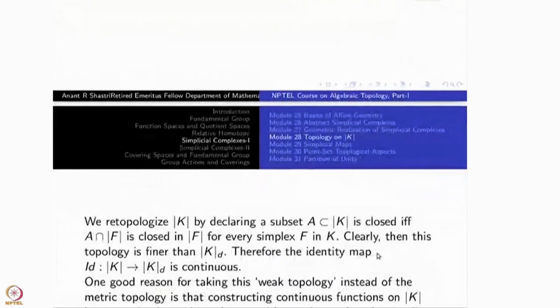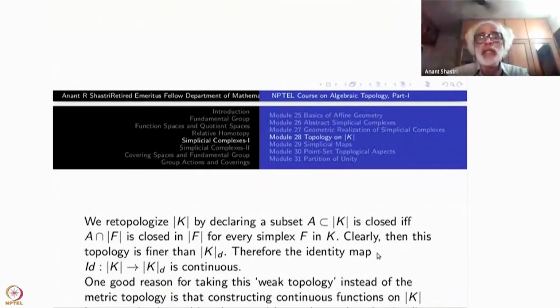Now I want to redefine the topology on the whole of K by declaring a subset A of K is closed if and only if A intersection F is closed for every F.